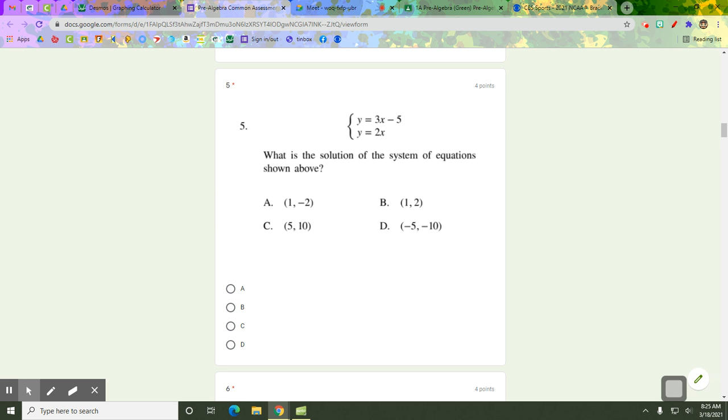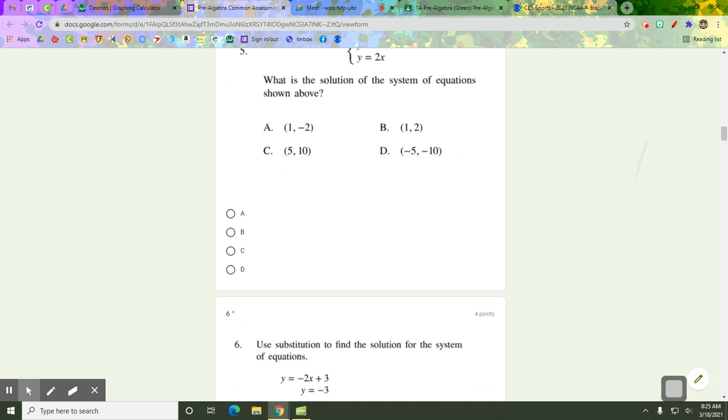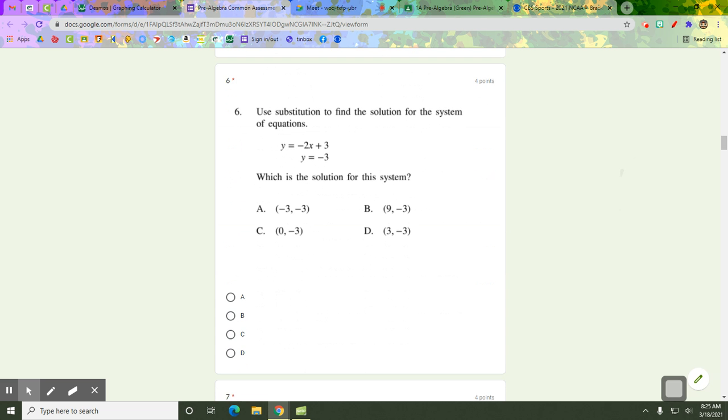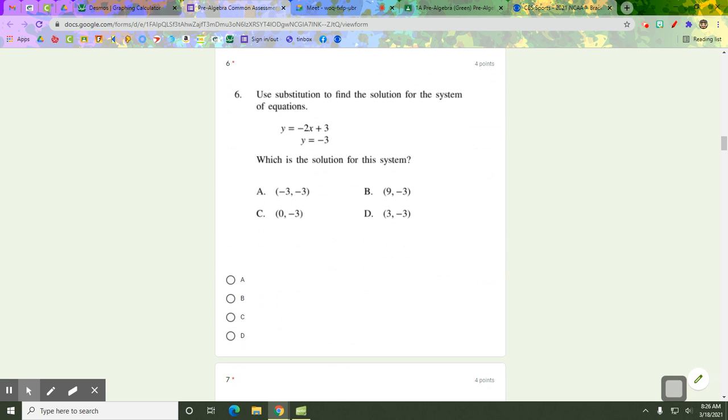We good? Everybody ready? Okay. Number 6 says use substitution. Obviously, you don't have to use substitution, but find the solution to that system.